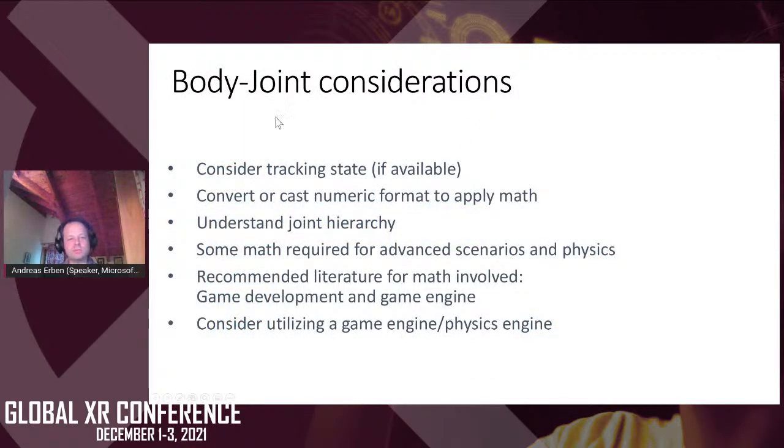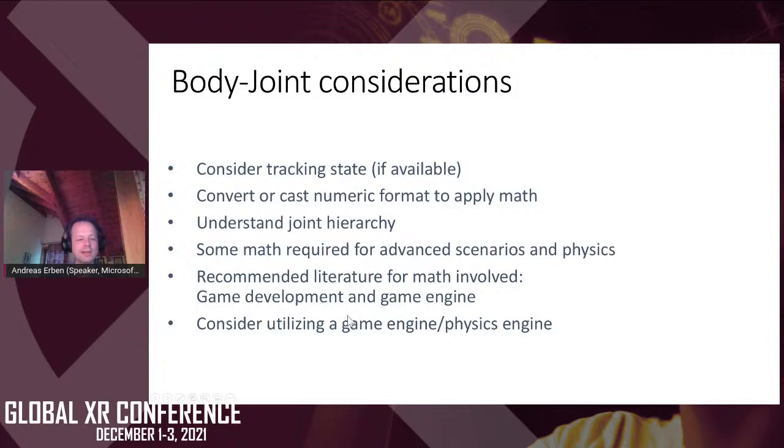Body joint considerations: whenever you do something with analyzing joints, not just rendering them, of course, you need to consider the tracking state. Roughly, that means the confidence, or if that joint has been relatively accurately measured. The system will also tell you if it has been more like guessed or inferred. And then you convert it to something that you can more easily handle. For example, if you have a math framework that expects doubles, you then convert the data type. You want to understand the joint hierarchy, and then the real math gets important.